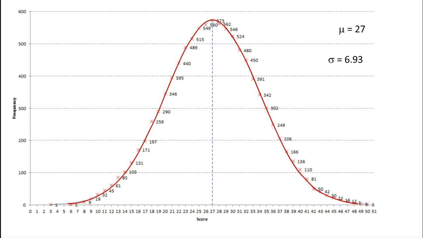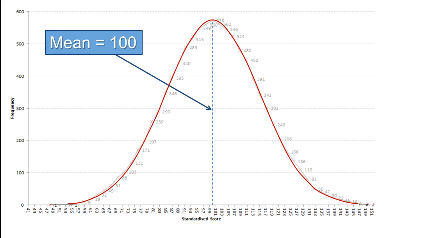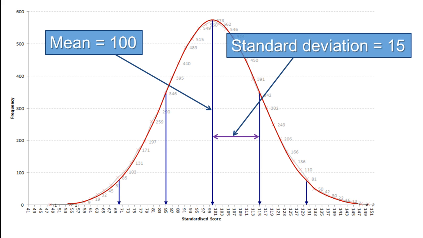Now, let's come back to the data we were looking at earlier. It had a mean of 27 and a standard deviation of 6.93. We can standardize around any value, so let's just pick some values. One common standardization uses a mean of 100 and a standard deviation of 15. So let's see what happens when we standardize around those values. Look at how the scale at the bottom has changed. We have our mean of 100 and we have our standard deviation of 15. Here we've marked the ends of those bands at 1 and 2 standard deviations away from the mean as before.